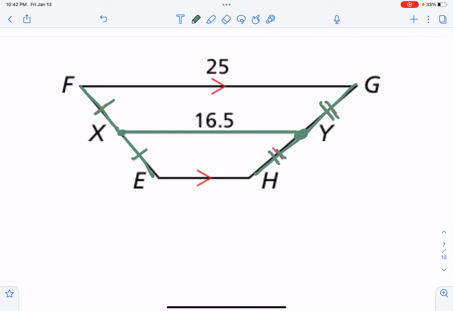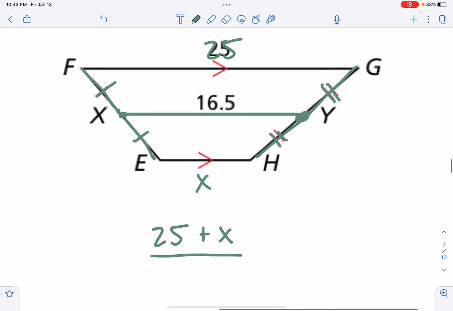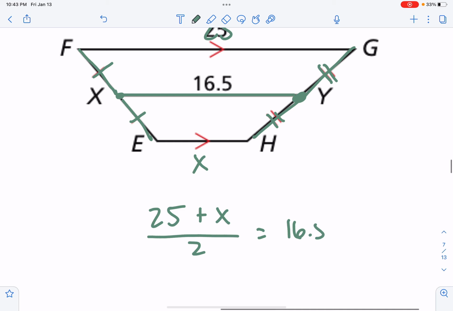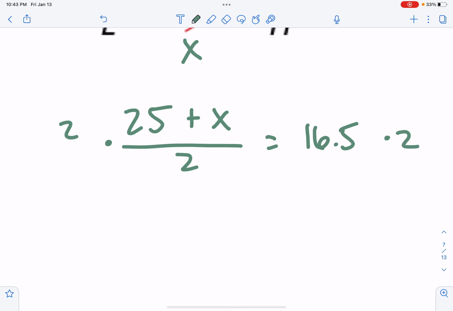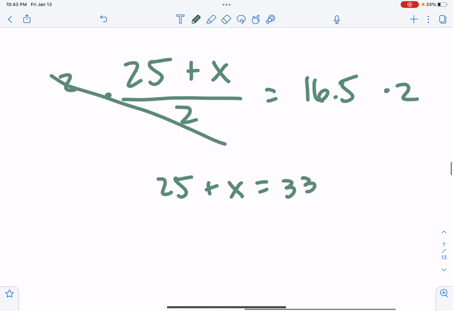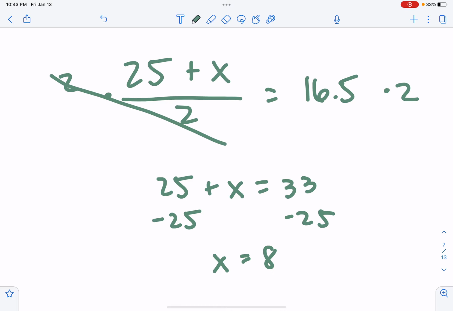It said the top plus the bottom divided by 2, so 25 plus x divided by 2 is equal to the middle, which in our case is 16.5. So then we just have to do a little bit of algebra to solve. Multiply both sides by 2 to get those to cancel. 25 plus x is 33. Subtract 25, and x is equal to 8.